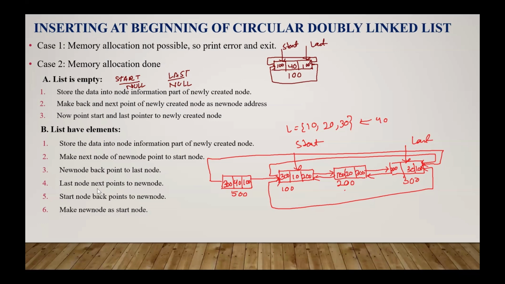Then the last node's next points to the new node. The last node's next right now points to 100. Right now, what value do we have to store? 500. So here we have to store the value 500.